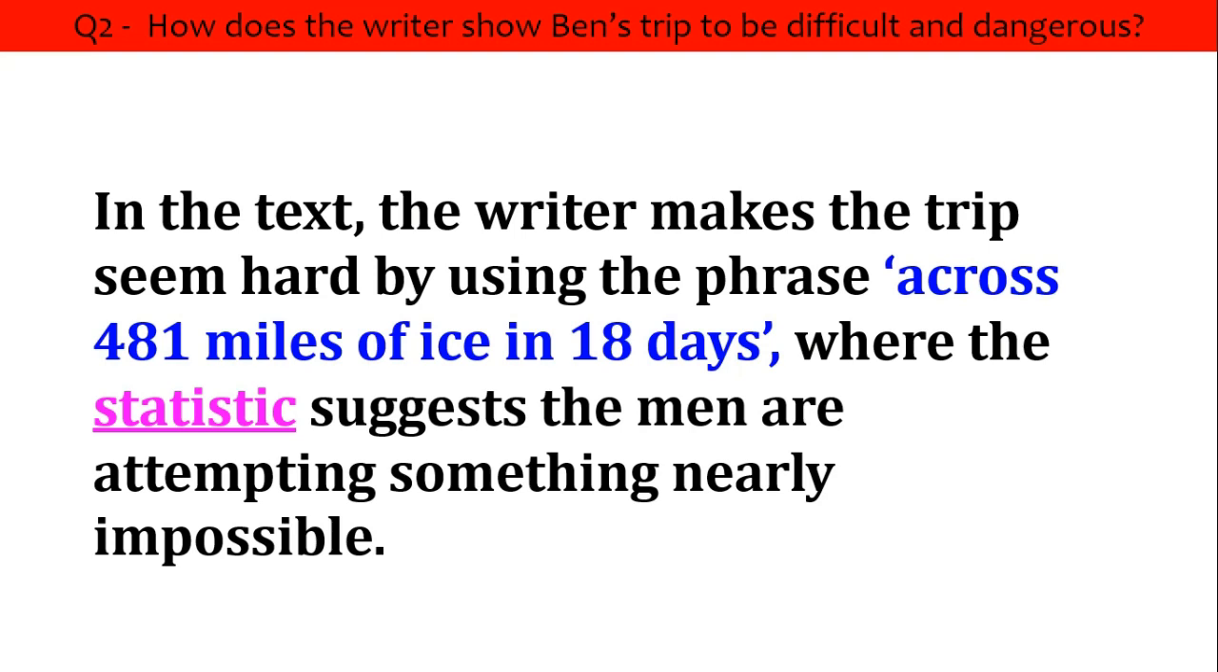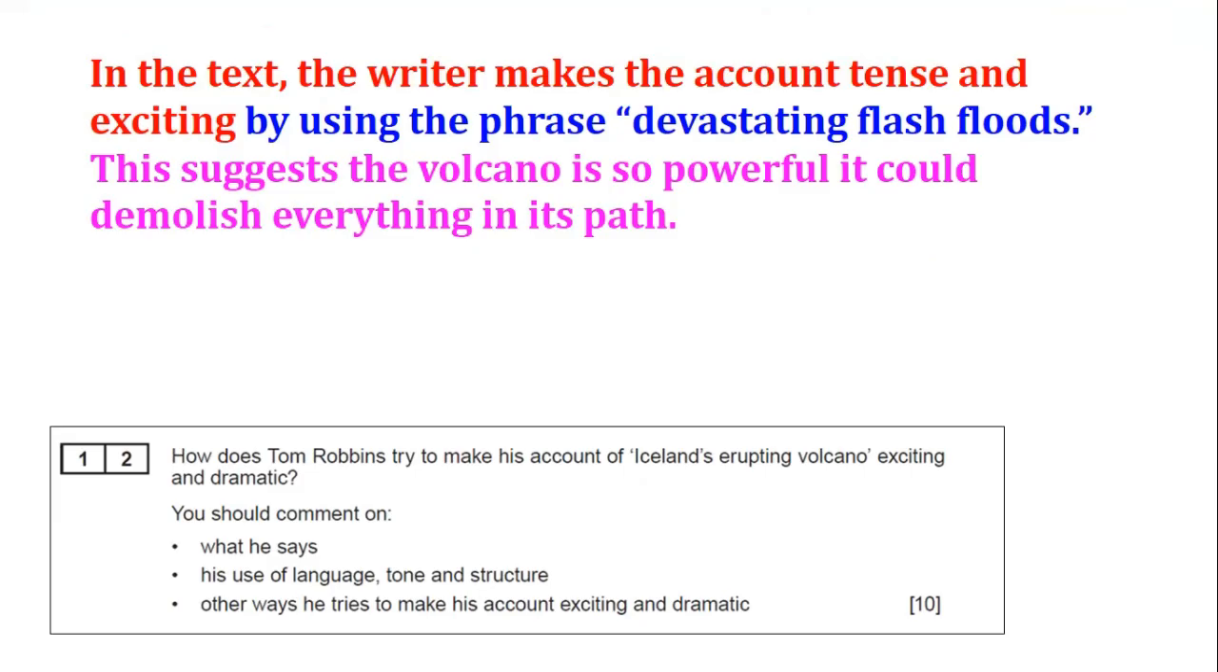So in the text, the writer makes the trip seem hard by using the phrase across 481 miles of ice in 18 days. Okay, so why does that make it seem difficult? Well, this statistic suggests the men are attempting something nearly impossible. It's such an amazing feat they're doing.